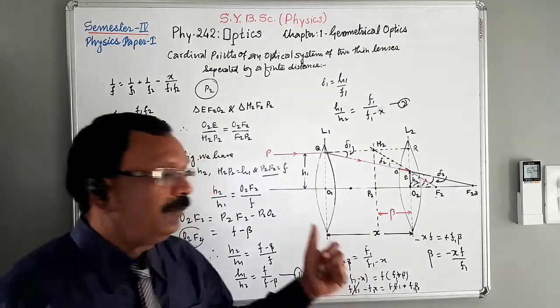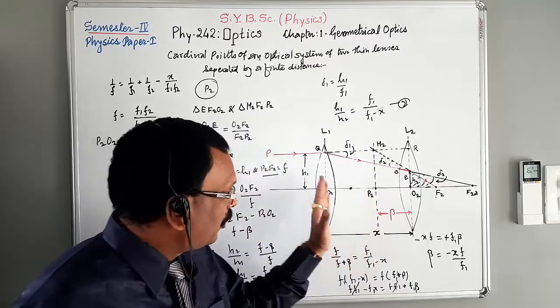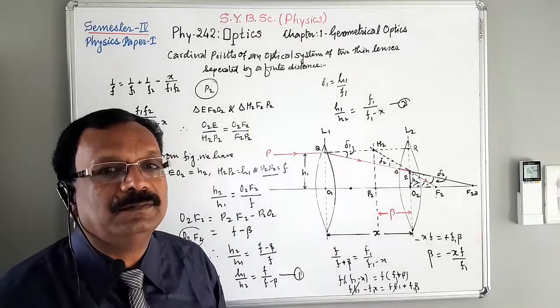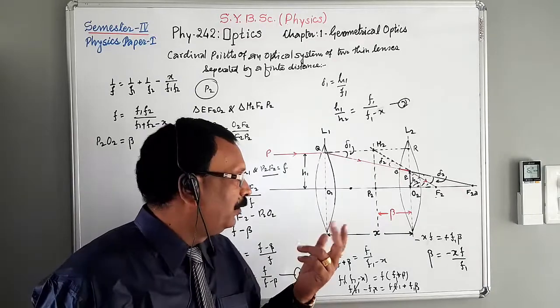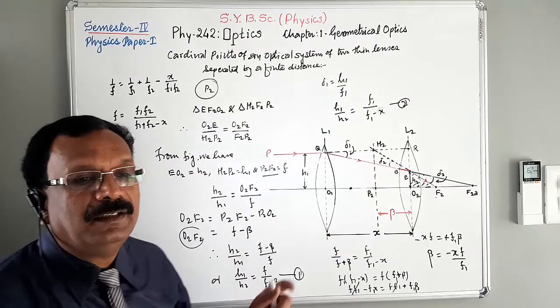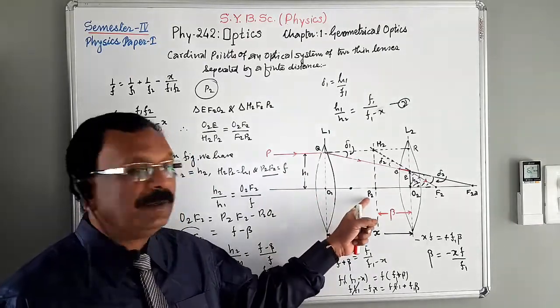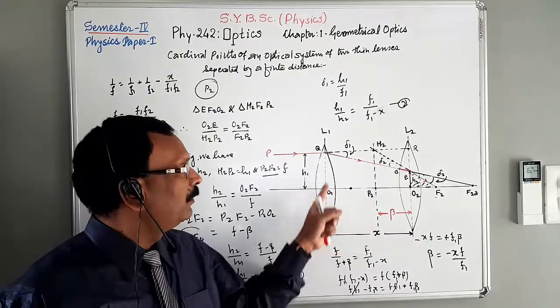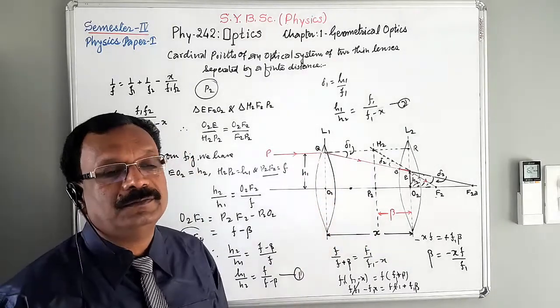Okay. Now we can also find the position of the same point from lens L1. For this purpose, what we are going to do is simply make a small change here. We can calculate the distance of principal point P2 from lens L1.